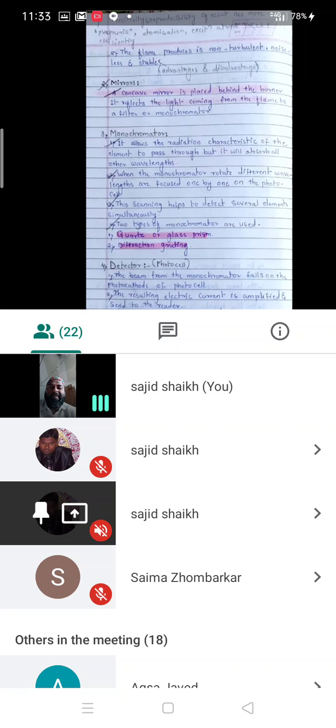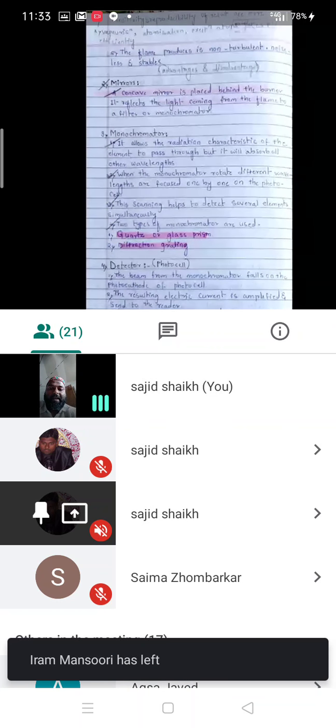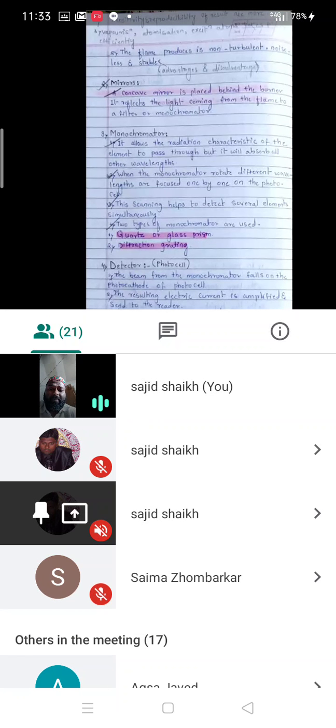Sorry for the inconvenience, that diagram is not properly visible, because the notes were made by earlier students and the diagrams were drawn with pencil, and that's why they are not visible. If you have any problem pertaining to this part, you can ask. It is a very simple topic. You have to prepare this lesson on your own.